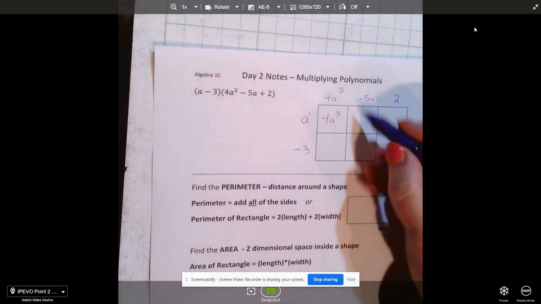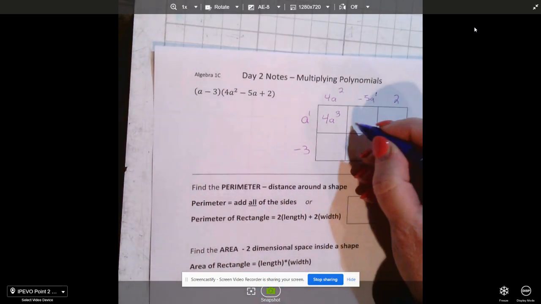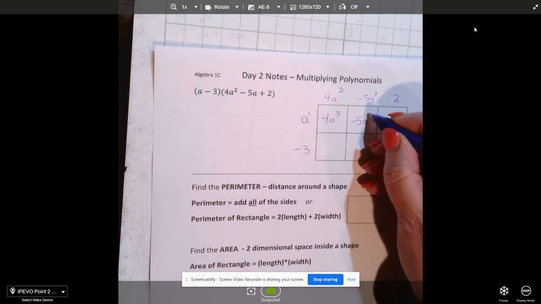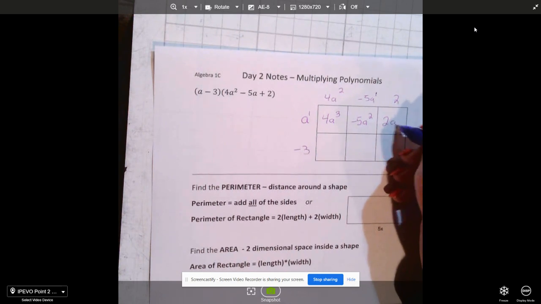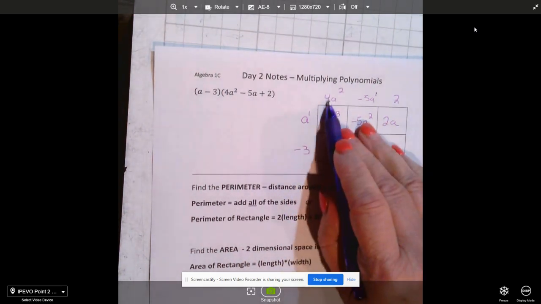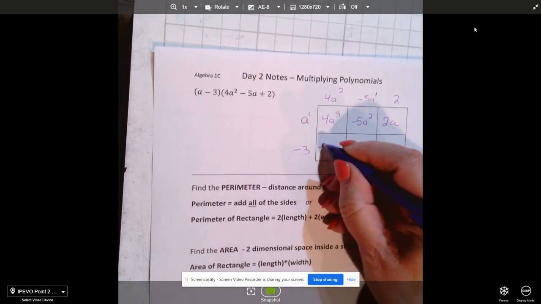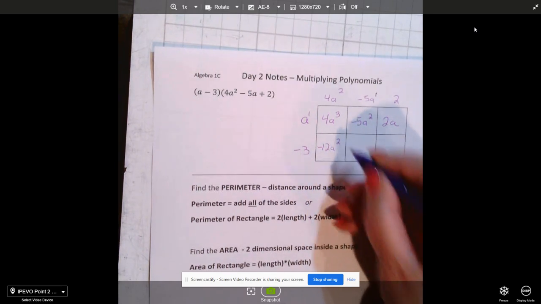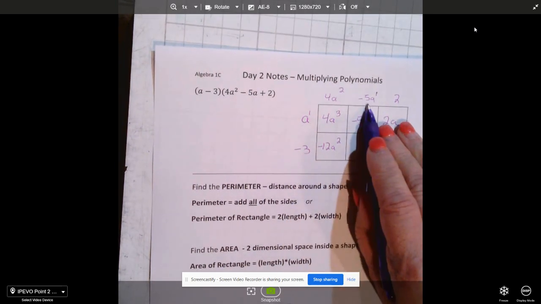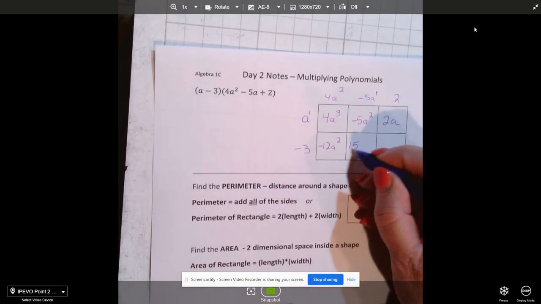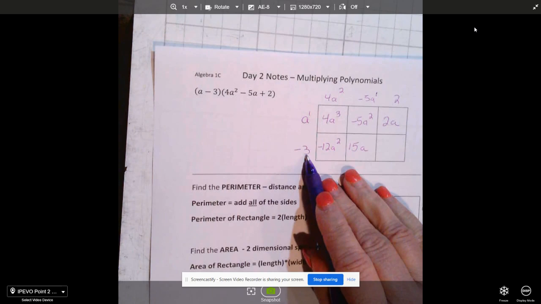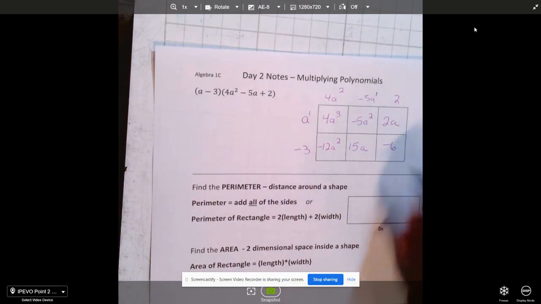Going to multiply those two together. There's also a 1 there. So this will be minus 5a squared. A times 2 will be a 2a. A negative 3 times a 4a squared will be a negative 12a squared. Negative 3 times a negative 5a, well, a negative times a negative will be a positive 15a. And then negative 3 times 2 is a negative 6.